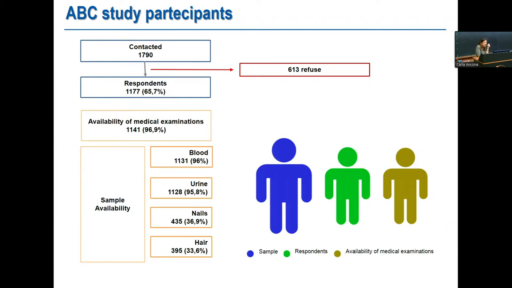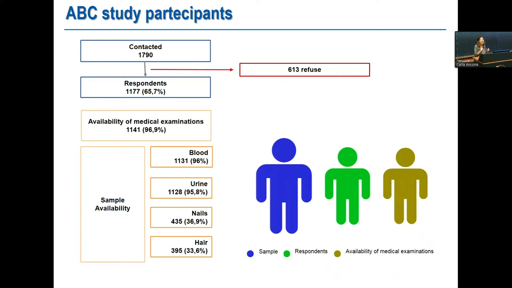We started from 2,000, but at the end we just had half, 1,141 available people. 600 of them refused. They refused for several reasons, and we asked them by telephone why they refused. Because it's important also to describe why they are not participating, because what if the people not attending our study are really residents in areas where the concentration is very high? We are missing part of the exposed people. So we cannot do anything to force them, but at least it's good to describe.